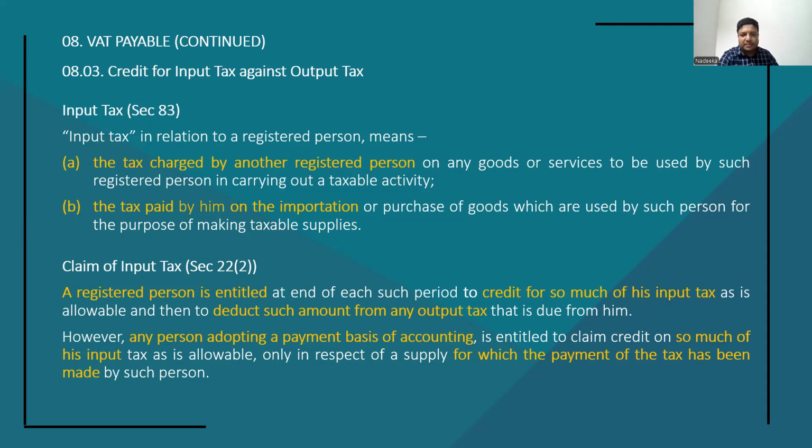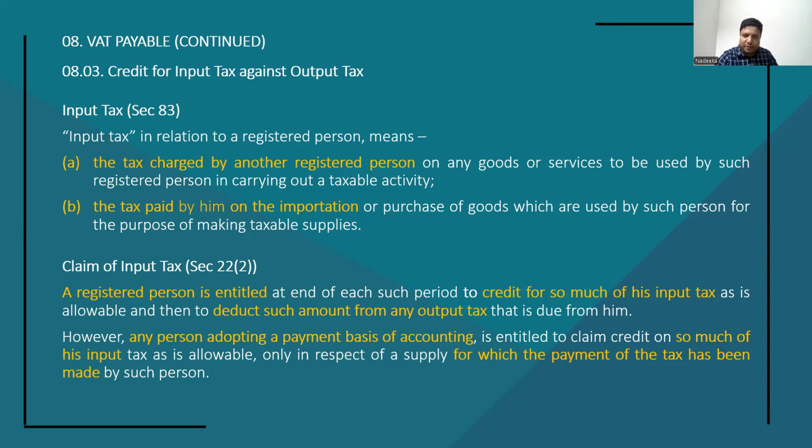Input tax in relation to a registered person means the tax charged by another registered person, and the tax paid by him on the importation, right? This input tax, whether it is on a local purchase or on importation, you are allowed to deduct from your output VAT. But if you can remember, if you are allowed to apply the cash basis method to compute your taxes, what happens is you can wait till you collect money to pay your output VAT. On the other hand, you can claim your input taxes only after you make the payment. If output VAT is computed based on cash basis, input VAT should also be computed accordingly, right?